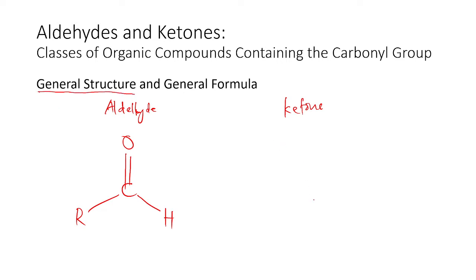For the ketone, almost the same lang naman yung itsura nila. So we will have our carbonyl carbon atom and our carbonyl oxygen. And on both sides of our carbonyl carbon, we will have two R groups. The R groups attached on both sides do not need to be the same.